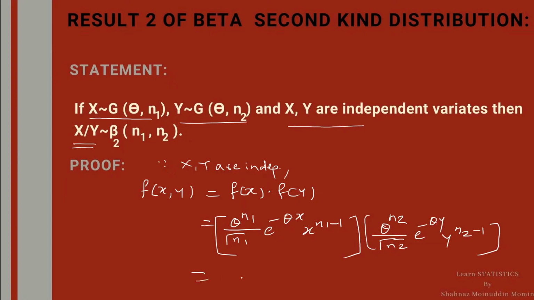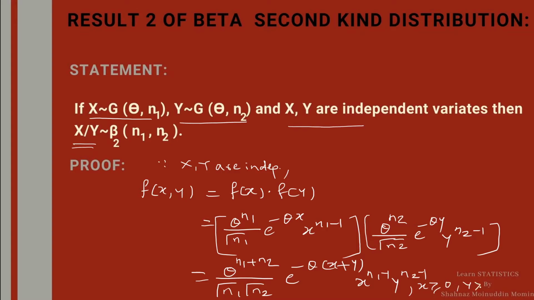By collecting the constants together, we get theta raised to n1 plus n2 divided by gamma n1 gamma n2, e raised to minus theta (x plus y), multiplied by x raised to n1 minus 1, y raised to n2 minus 1. This is the joint PDF of x and y with range x greater than or equal to 0 and y greater than or equal to 0, since x and y are independent gamma. We have already seen the range of gamma distribution.